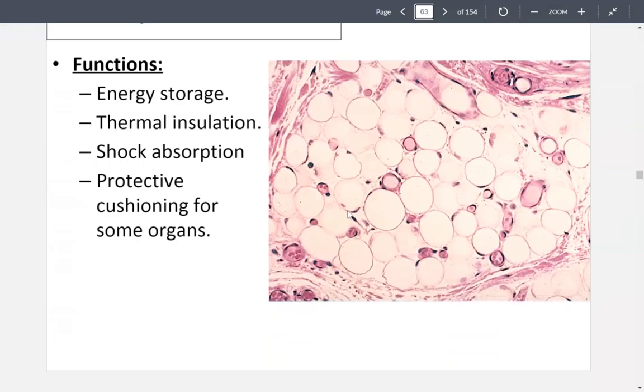So as I mentioned, energy storage, thermal insulation, which we will get back to when we talk about the integumentary system, shock absorption, and protective cushioning.